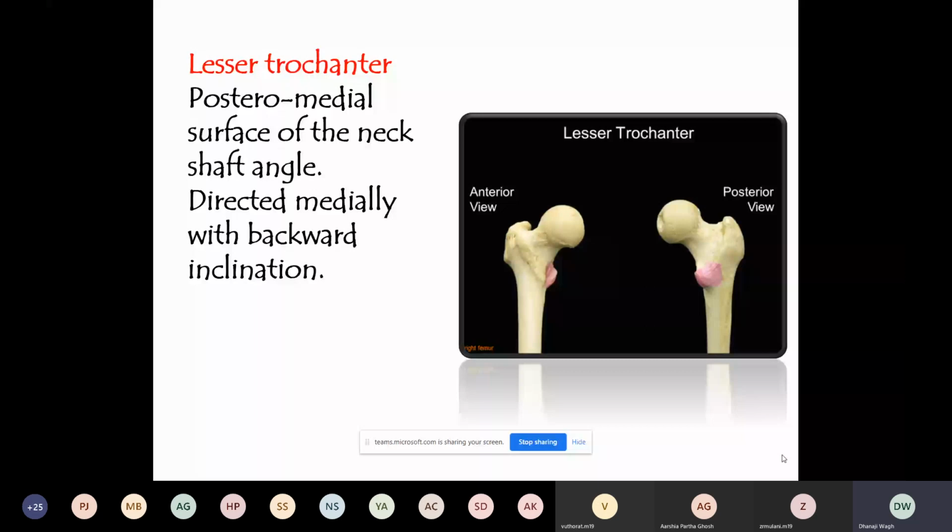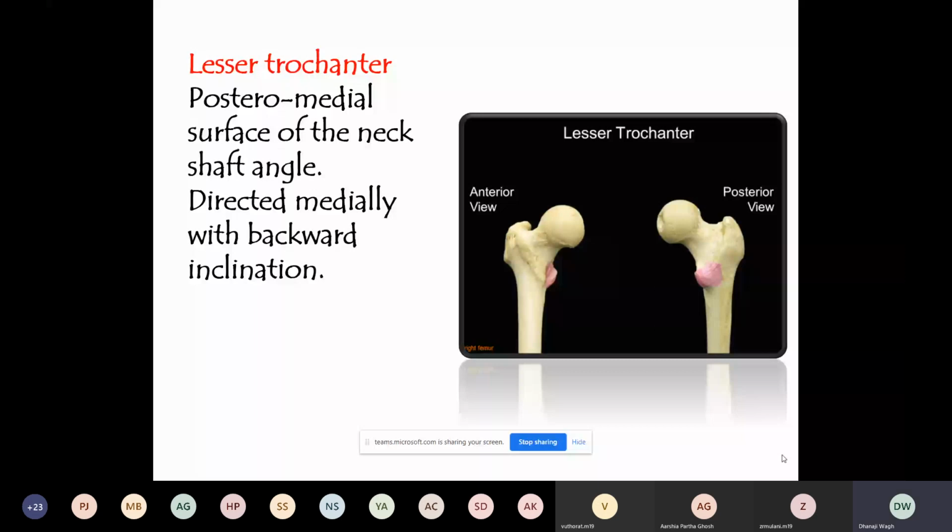It is a prominent ridge at the anterior superior angle of the greater trochanter as a tubercle and is continuous below with the spiral line in front of the lesser trochanter. Till now we have understood the lesser trochanter and greater trochanter. From the anterior view you can see these lines, this ridge, this bony mark. So this is the intertrochanteric line, at the posterior medial surface of the neck shaft angle, directed medially and backward.